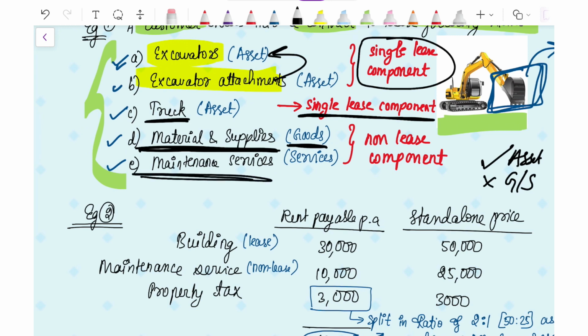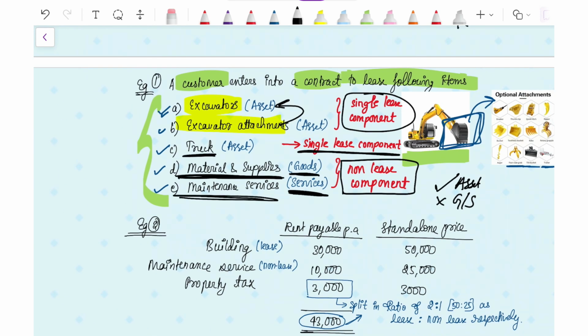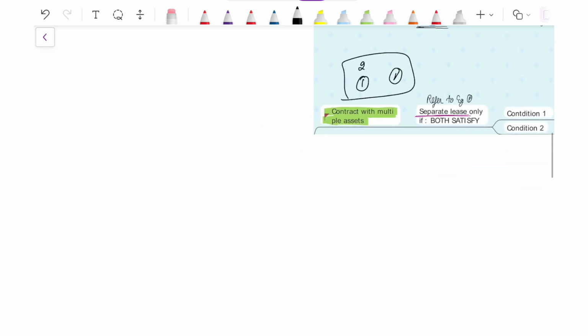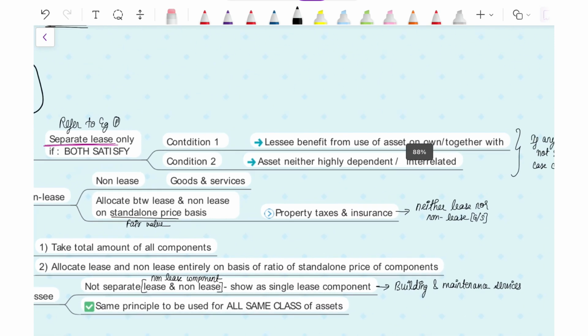And then next, taking maintenance services for those trucks and plant and machinery, if you have taken maintenance services, this will come again under the definition of services. So this is also not an asset. So this will also be known as your non-lease components. So excavator attachment is one lease component, truck is another lease component, materials and supplies and maintenance services, since it is a good and a service, both do not come under the definition of lease. So it will go as a non-lease component. Okay. Yes. So I hope you understood this.